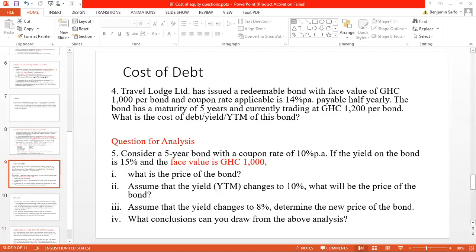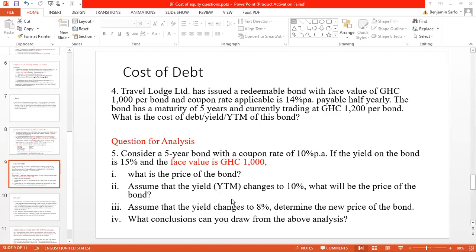Right, that's fine. Okay, so that is how you determine the price of a bond. Are we okay with the determination of the price of a bond? Yes, sir, that should not be a problem. But the question is that we should also be able to determine our cost of equity.